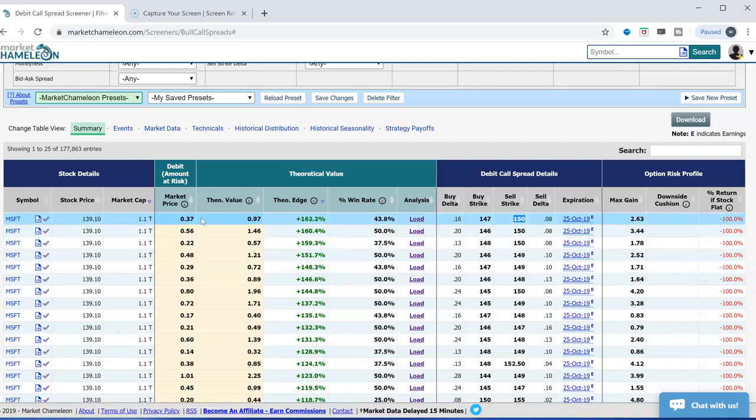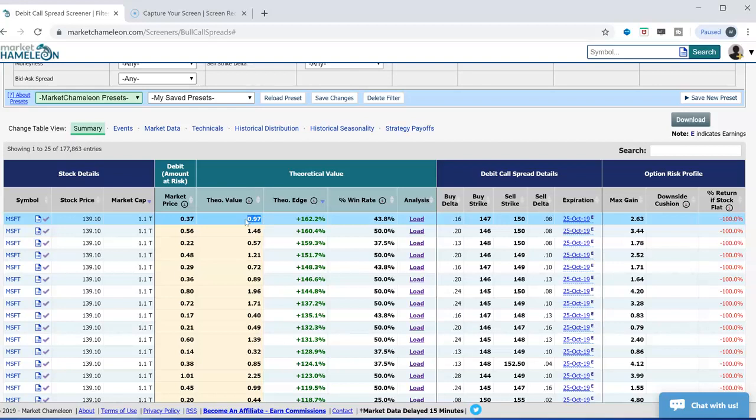Over here, we see for this call spread in Microsoft, October 25, 147, 150 call spread, right now it would cost you 37 cents to buy this $3 call spread. The theoretical value that we calculate is 97 cents. So this one looks like it has a lot of edge, because in the long term the expected value is 97 cents, and it's 37 cents now. That's 60 cents of theoretical edge, and when you divide that by how much you have at risk, 37 cents, you get 162% theoretical edge, and that's based on historical data and historical price return distributions.